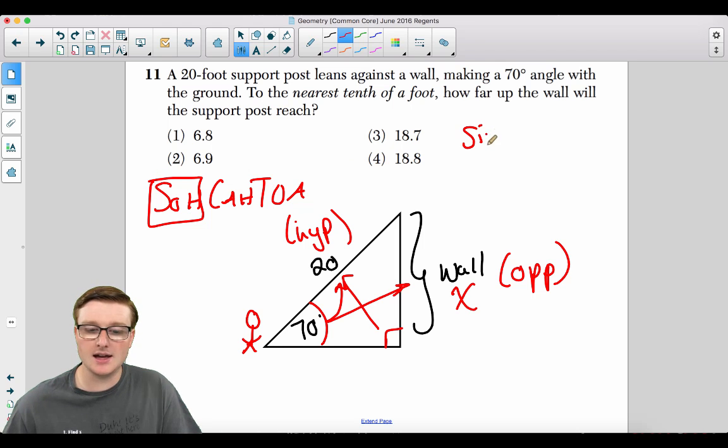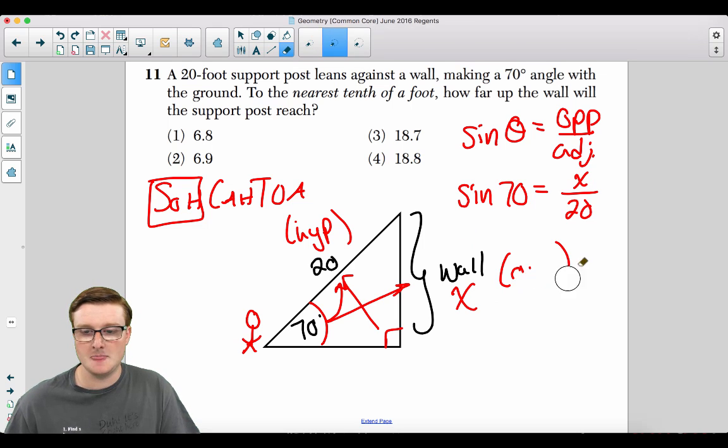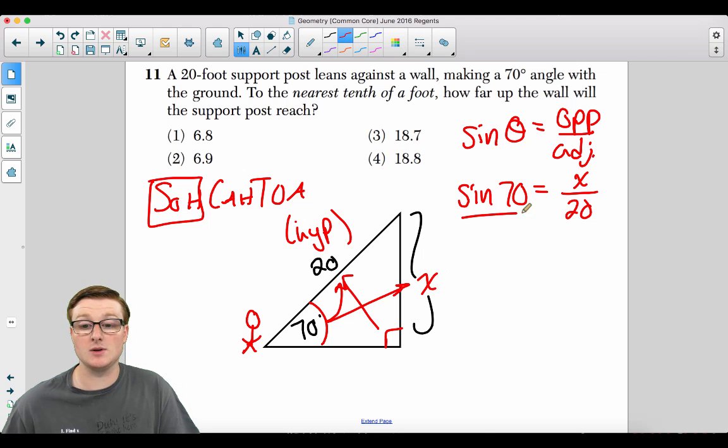So we have the sine of some angle is equal to the opposite side over the hypotenuse. So the sine of 70 is equal to the opposite side, which is x, over the hypotenuse, which is 20. Okay? And now what I'm going to do is cross multiply. Put that over 1. I have 20 sine of 70 is equal to x. Now I'm going to plug this into my calculator.